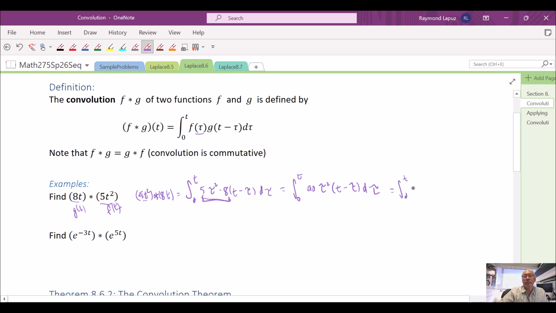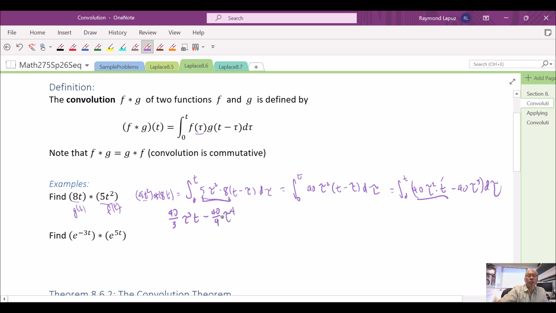0 to t, 40 tau squared times t minus 40 tau times tau squared is tau cubed d tau. Now remember, we're integrating with respect to tau. So the integral, we're going to treat t as a constant. So this is going to be 40 tau cubed over 3. I want to write 40 over 3 tau cubed, and then t is just hanging around as a constant. And this is minus 40 over 4 tau, that's a tau, not a t, tau to the 4th.